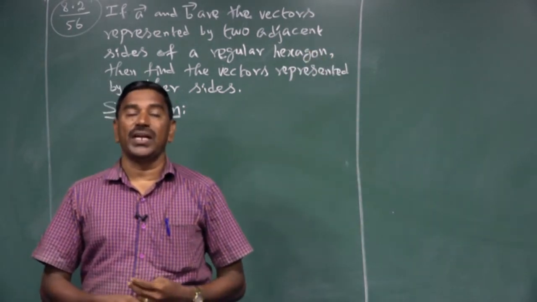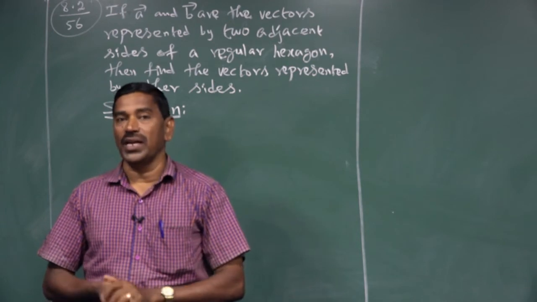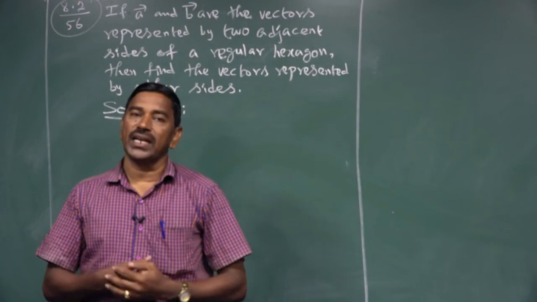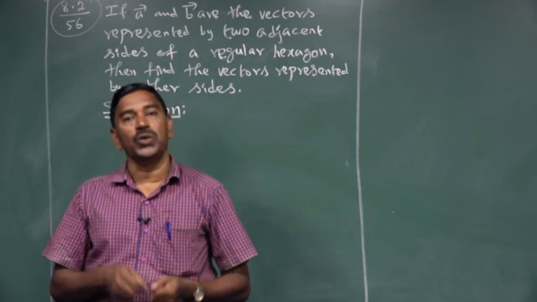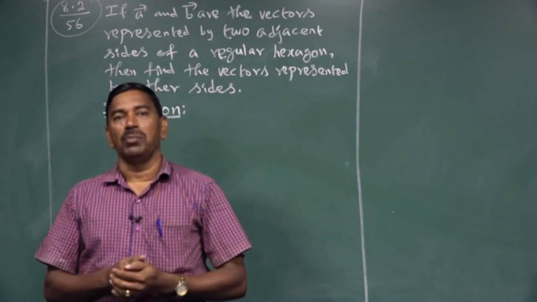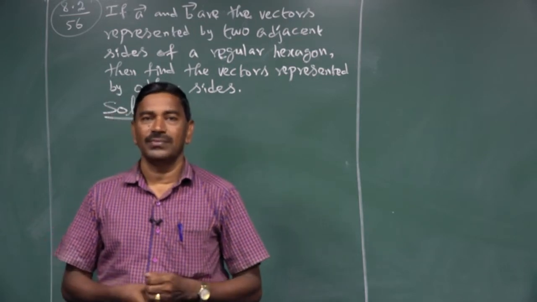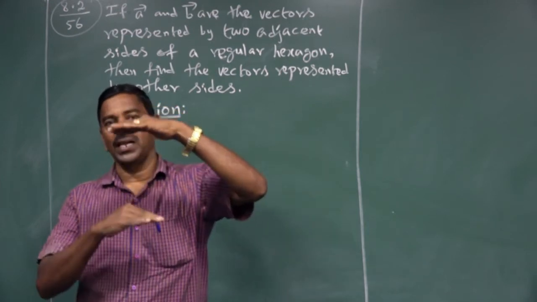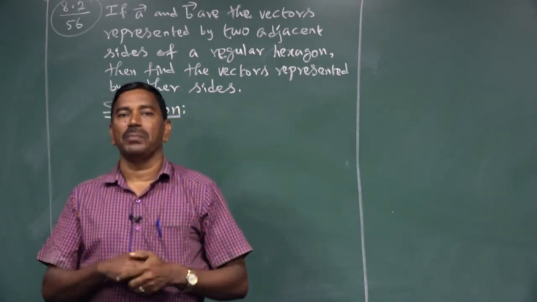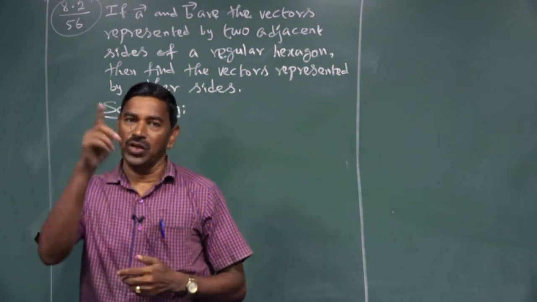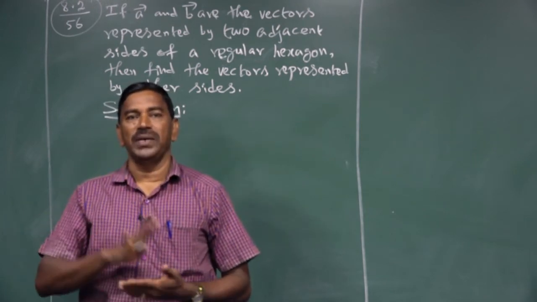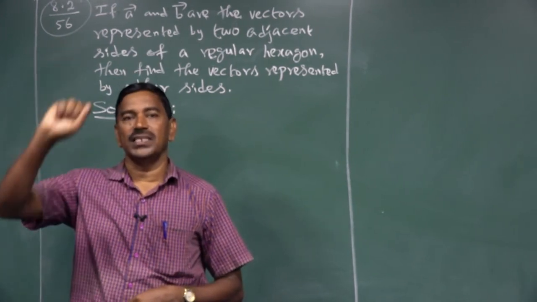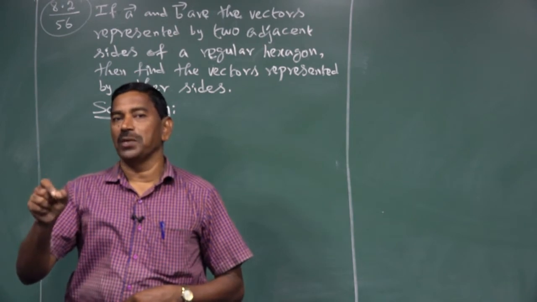Can you tell me what is an equilateral triangle? Yes, all three sides are equal. Isosceles triangle? Yes, any two sides are equal. Can you tell me the properties of a parallelogram? Yes, in a parallelogram, opposite sides are parallel and equal. Next property? Yes, diagonals bisect each other, which means the midpoint of diagonal AC is equal to the midpoint of diagonal BD.